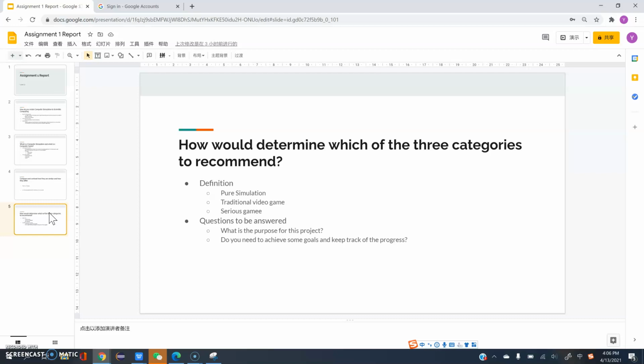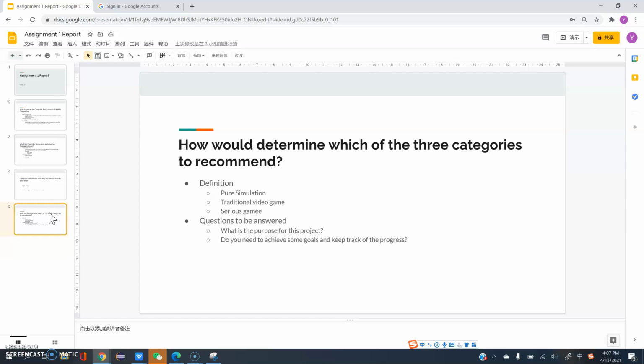First of all, I want to clarify the definitions of a pure simulation, a traditional video game, and a serious game. In my mind, a pure simulation is not a game, in that it doesn't have an end or a score. A traditional video game must have rules, an end, and a score, and its purpose is just entertainment. A serious game should have a purpose of teaching, training, health, or advertising and so on, in addition to entertainment.